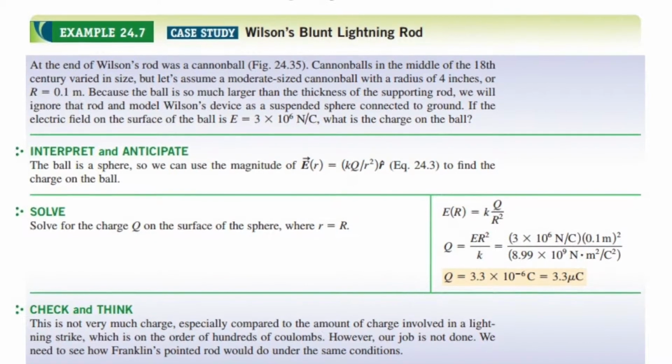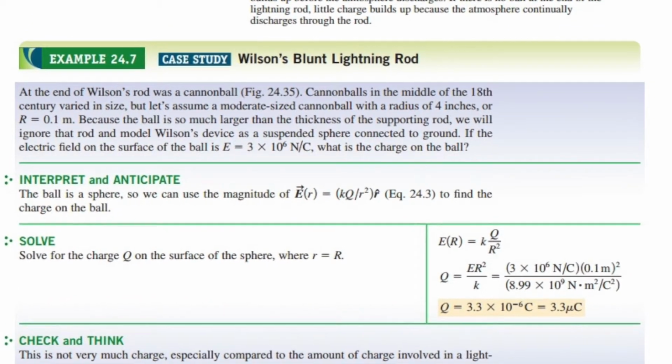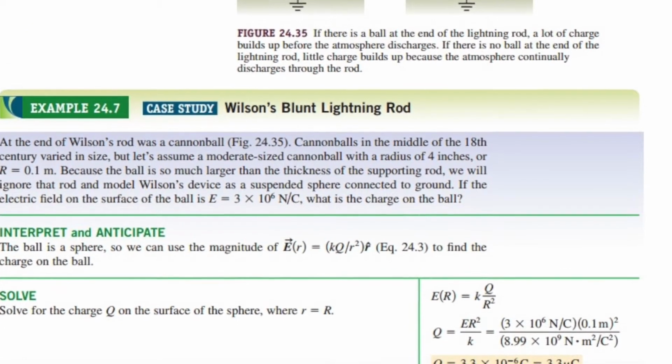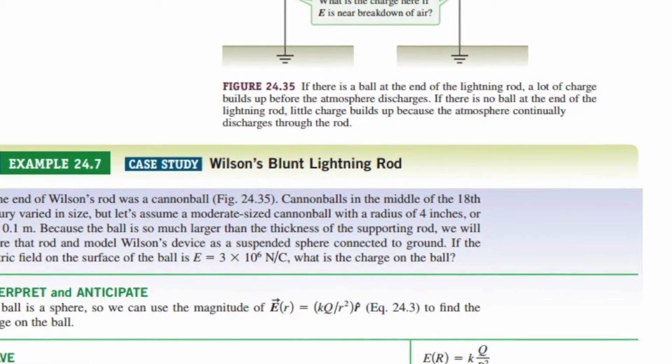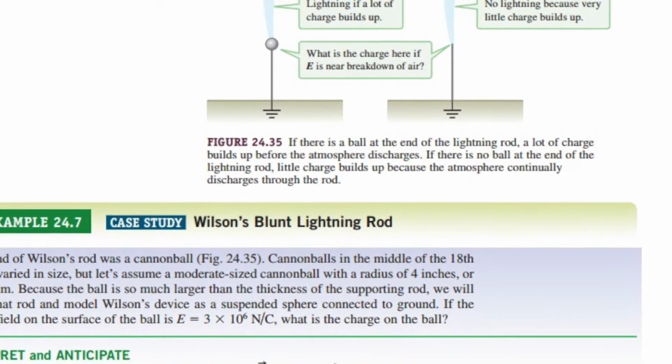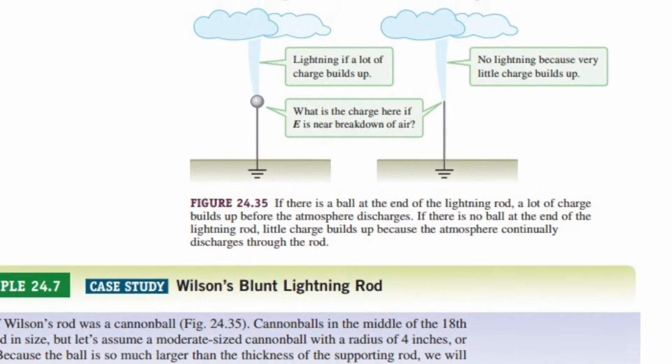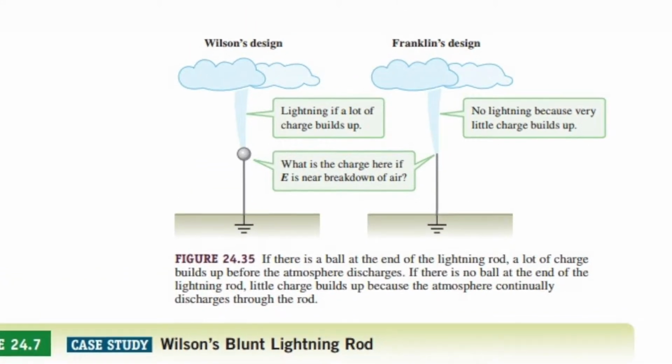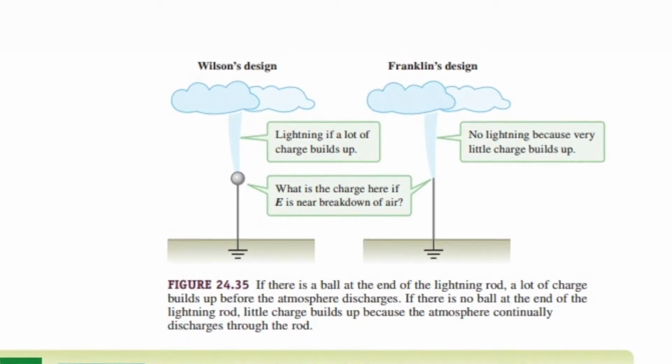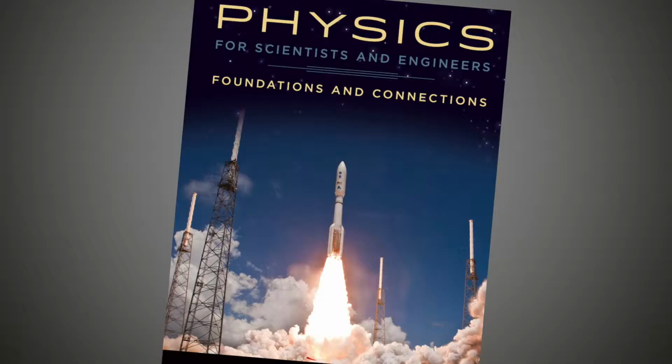So the case study in Chapter 24 is about a debate between Benjamin Franklin and his rival Benjamin Wilson. They both invented a lightning rod. Benjamin Franklin wanted his to be pointy. Benjamin Wilson wanted a rounded end. And I use that to talk about the importance of electric fields and how different shaped conductors will have different electric fields. Each chapter has at least one case study, and it's truly woven into the chapter.